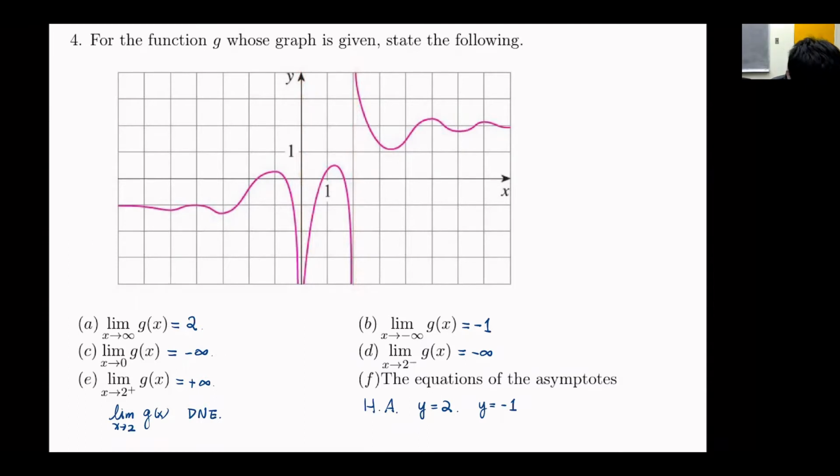So that's why I can say that the vertical asymptotes are simply x equals 0 and x equals 2. All right, so this concludes problem 4.